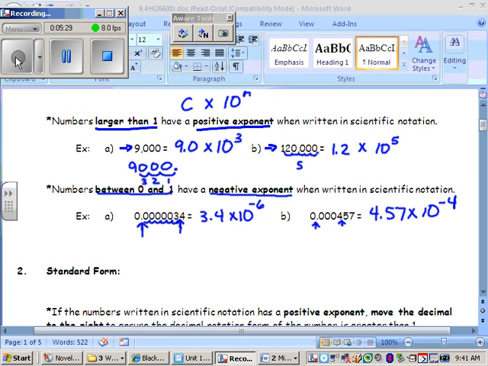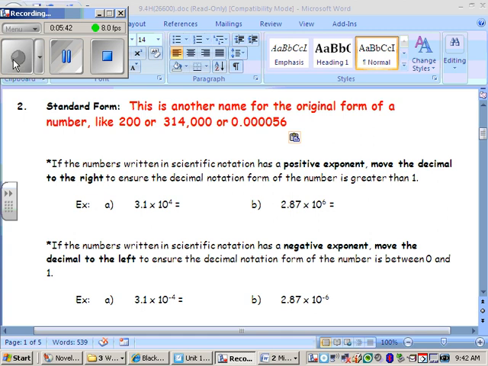Now let's go backwards and see how we change a number from scientific notation back into standard form, which is its original form. Here we see the definition of standard form in red, and it says this is another name for the original form of a number, like 200, 314,000, or 0.000056. So standard form is just the original form of the number.